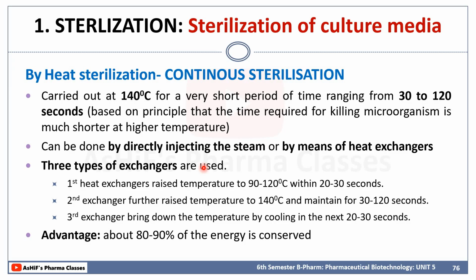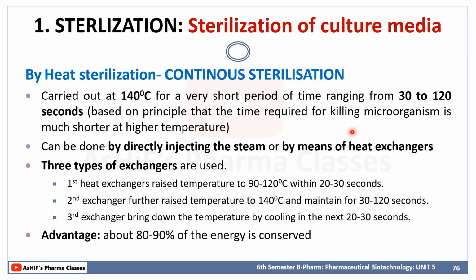Now coming to the continuous sterilization process, here it is carried out at 140 degrees Celsius for a short period of 20 to 120 seconds, based on the principle that the time required for killing microorganisms is much shorter at higher temperature. And this also can be done by injecting steam into the bioreactor or by means of a heat exchanger.